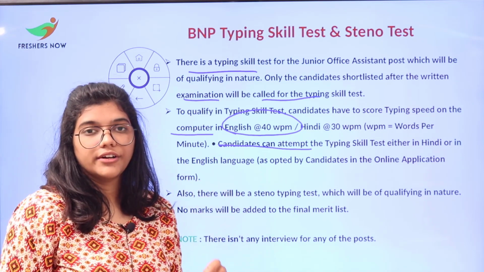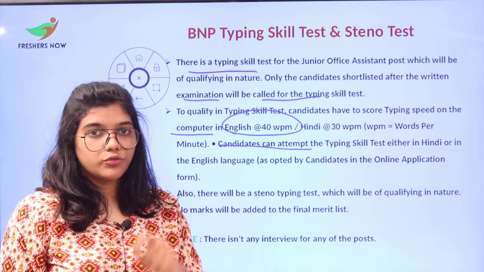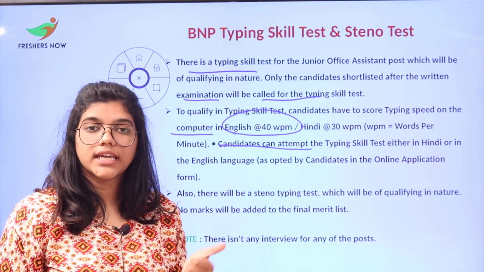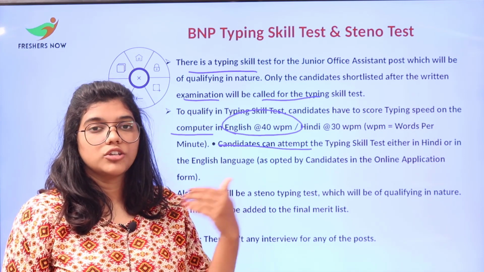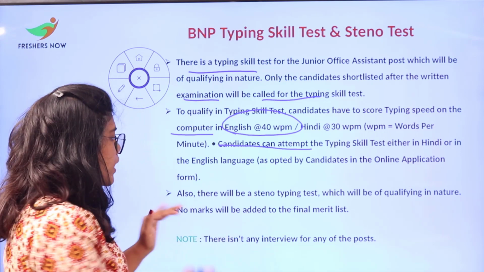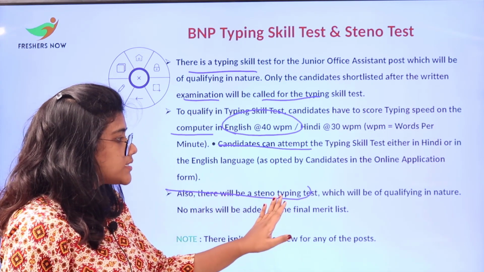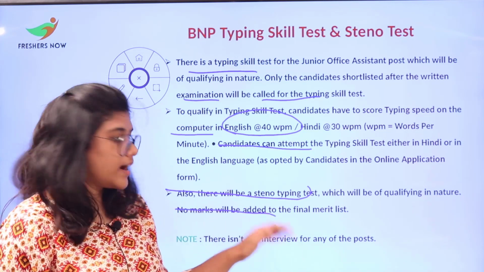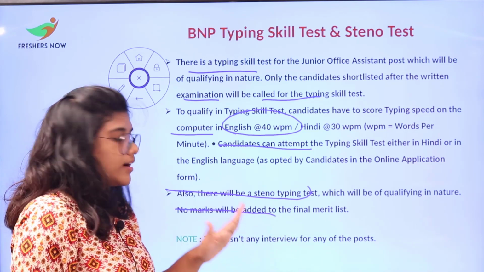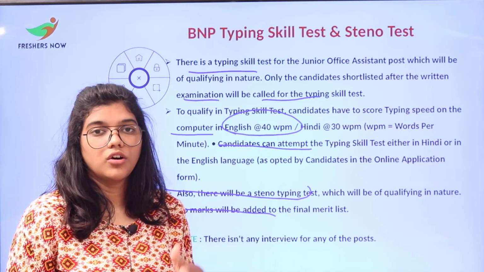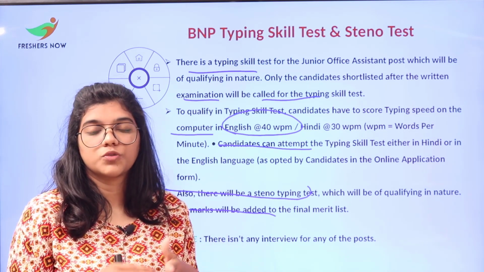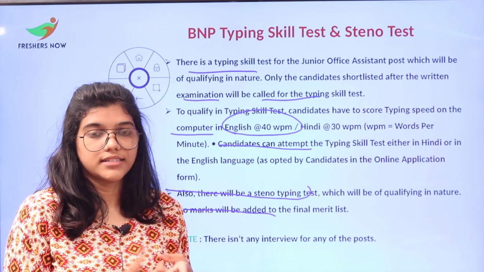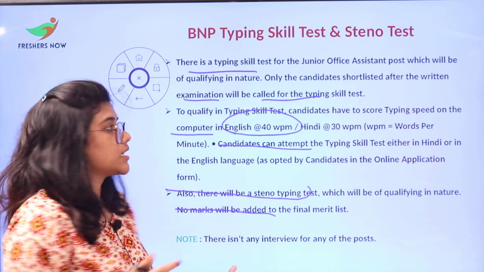As mentioned earlier, when you are filling in the application form, please cross-check carefully which language you are choosing, either English or Hindi. In the same way, your typing skill test will follow. Also, there will be a steno typing test, which will be qualifying in nature again, and please note that these marks will not be added to the final merit list, and there is no interview conducted. There will be only 2 phases of examinations, which are the MCQ objective test, followed by the typing skill test and the steno test. There will be no interviews as such.